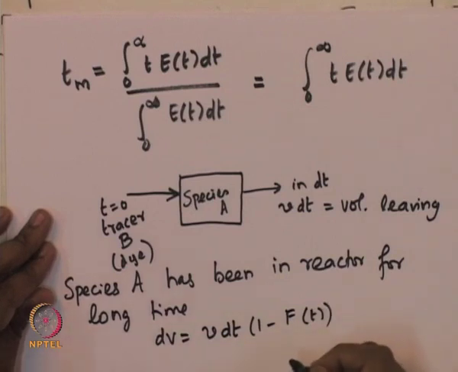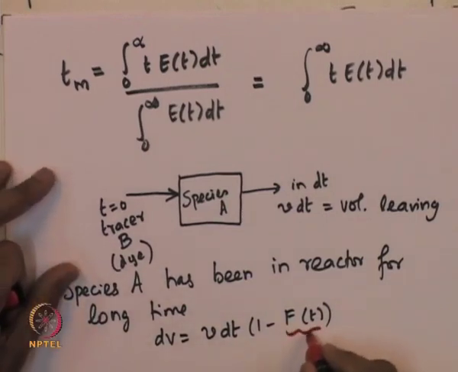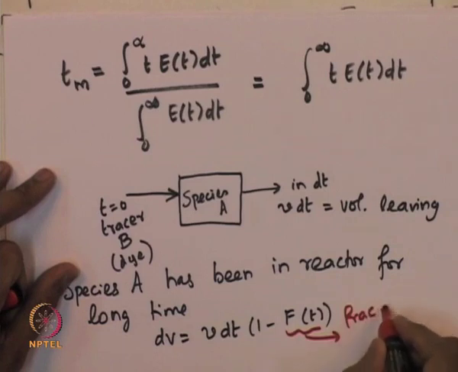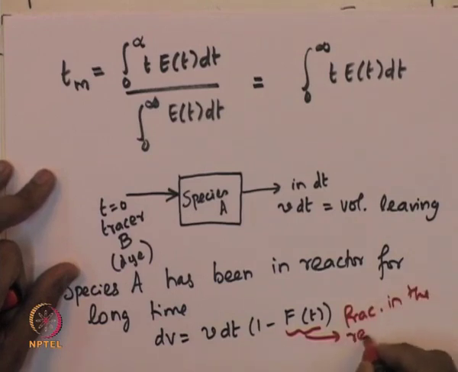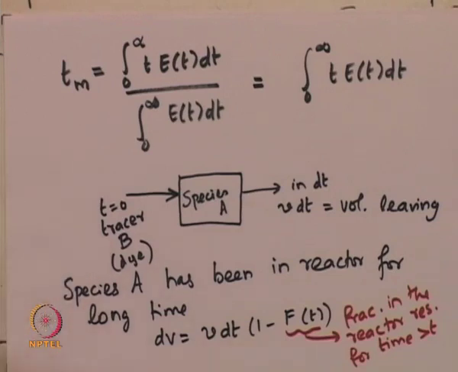So, f of t is basically the fraction that has been in the reactor for time which is greater than t. So, this is the fraction in the reactor residing for time larger than t. Okay. So, 1 minus f t multiplied by the volume of the effluent stream will actually tell us what is the amount of species A which is actually leaving the reactor in that small time dt.